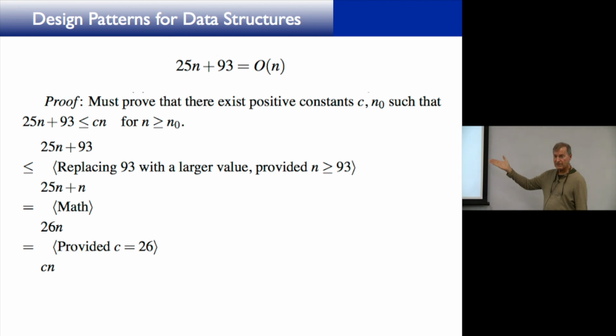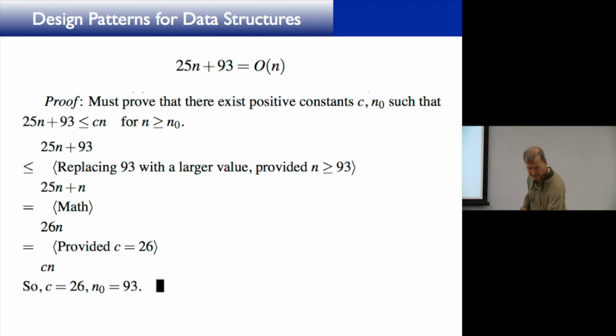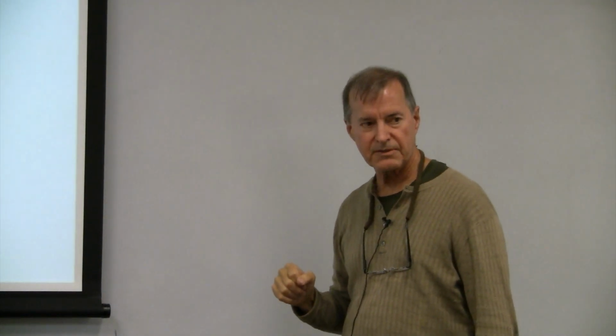So therefore, what can we conclude? We have shown the existence of n naught equals 93 and c equals 26. All we have to do is show the existence of those constants, and we did it, by construction in this proof. Is everybody clear on how that worked? Okay. So let's do another one.